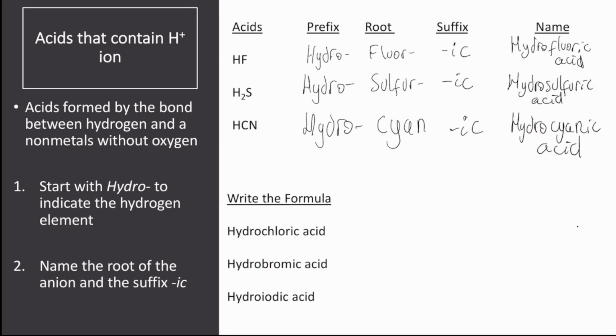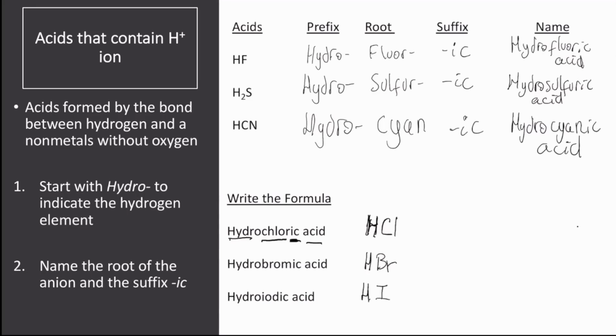Okay. We can also write the formulas based on the names. The first one is hydrochloric acid. So hydro means that there is hydrogen. Chlor is the root of chlorine, and ic is the suffix, and then acid. So it should be HCl. The next one is hydrobromic acid. So this one is HBr. The next one is hydroiodic acid. So this one is the root of iodine, hydroiodic acid, HI.